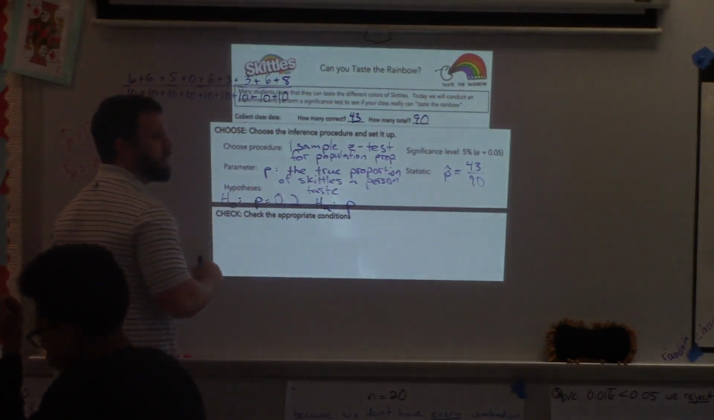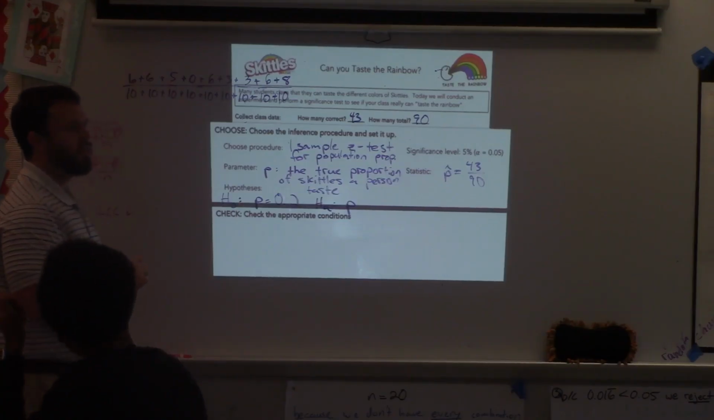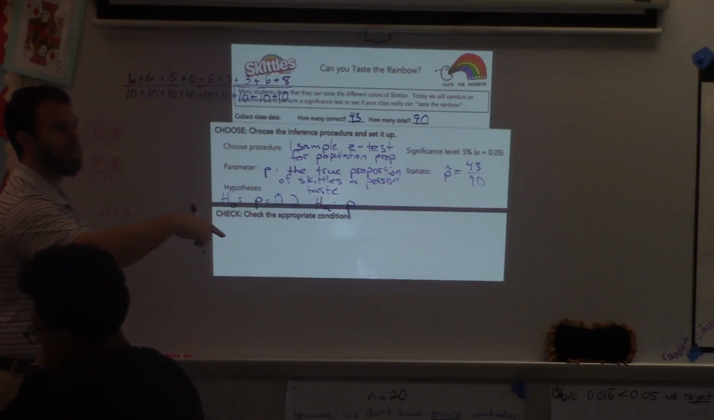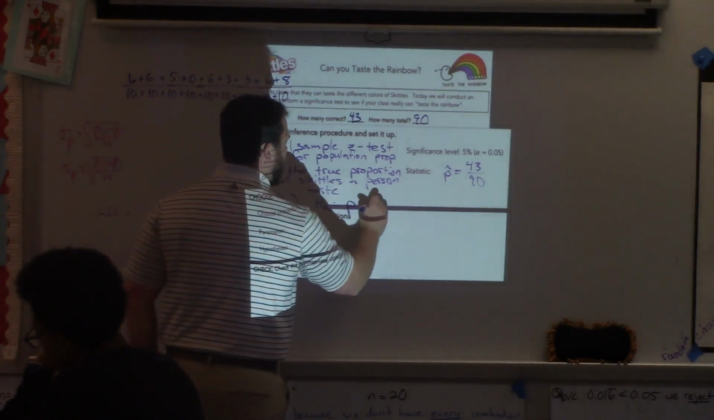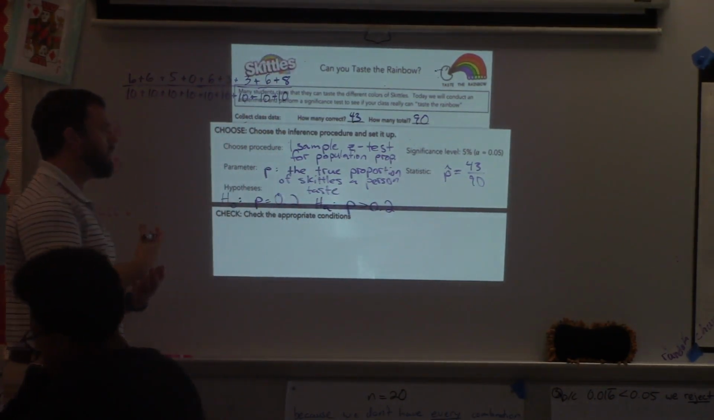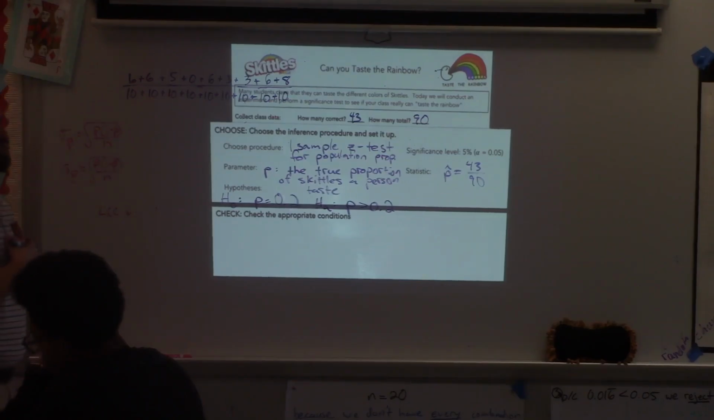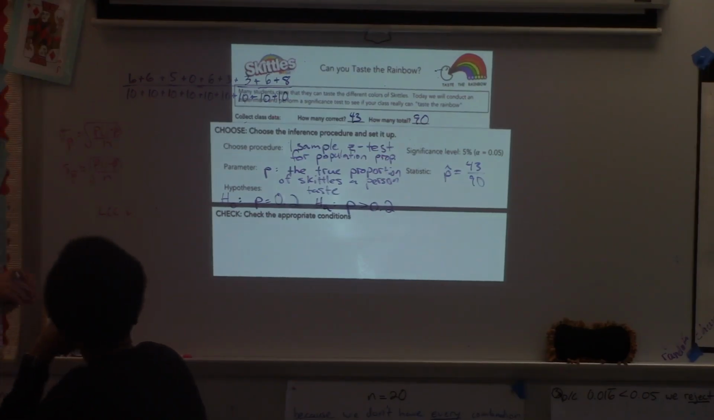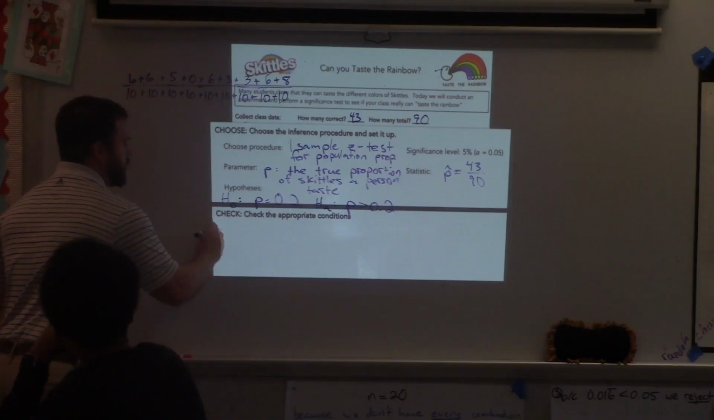That p is less than 0.2? We thought we could taste, so p is greater than 0.2. Notice we're trying to collect evidence that we can taste Skittles. So what check do we need?